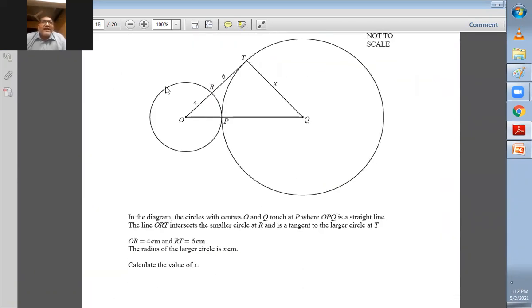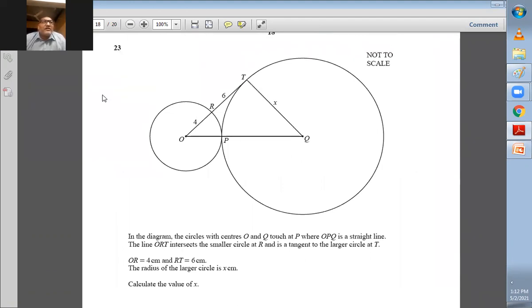Okay, so here we have question number 23 on your screen. In the diagram, the circles with centers O and Q touch at P, where OPQ is a straight line. The line ORP intersects the smaller circle at R and is a tangent to the larger circle at T. OR is 4 centimeters and RT is 6 centimeters. The radius of the larger circle is X centimeters. Calculate the value of X.